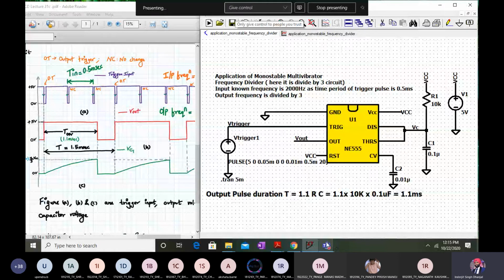Okay. So we have successfully completed the first application, that is the frequency divider. Next we will see pulse width modulation.